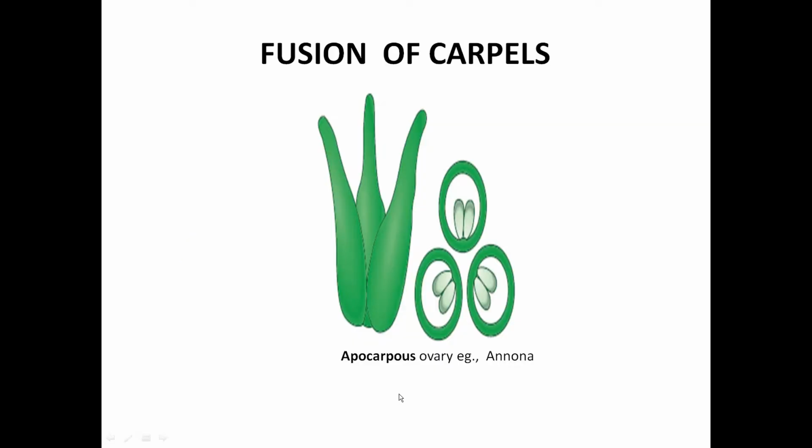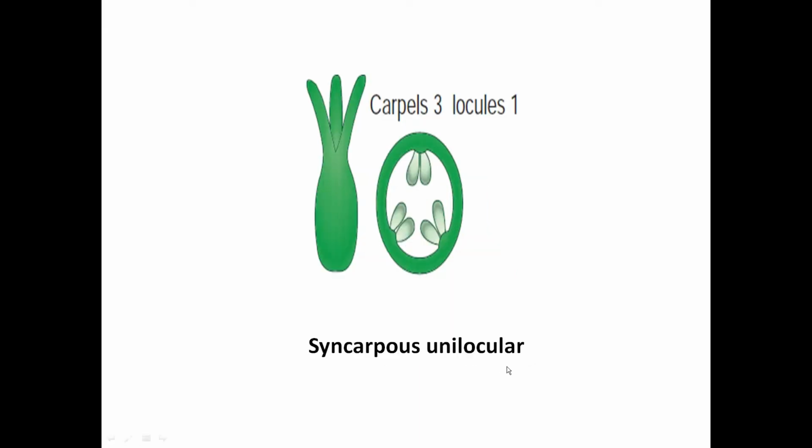In fusion of carpels, when the pistil contains free, distinct carpels like this, we call it as apocarpous ovary. Example for this is Annona. So Annona is nothing but the custard apple. The next one, we can see the three carpels, but they are united in one locule. This is called as syncarpous unilocular, single locule.